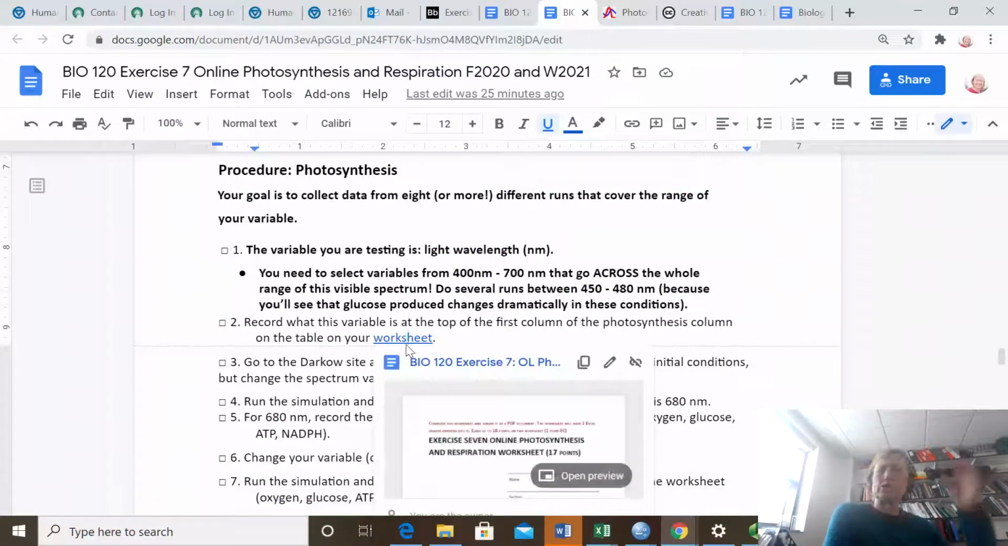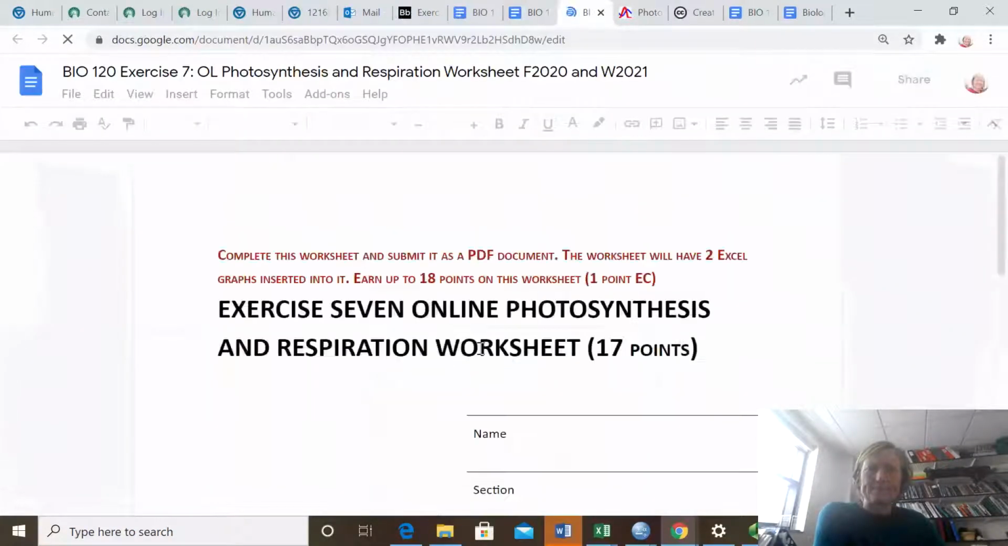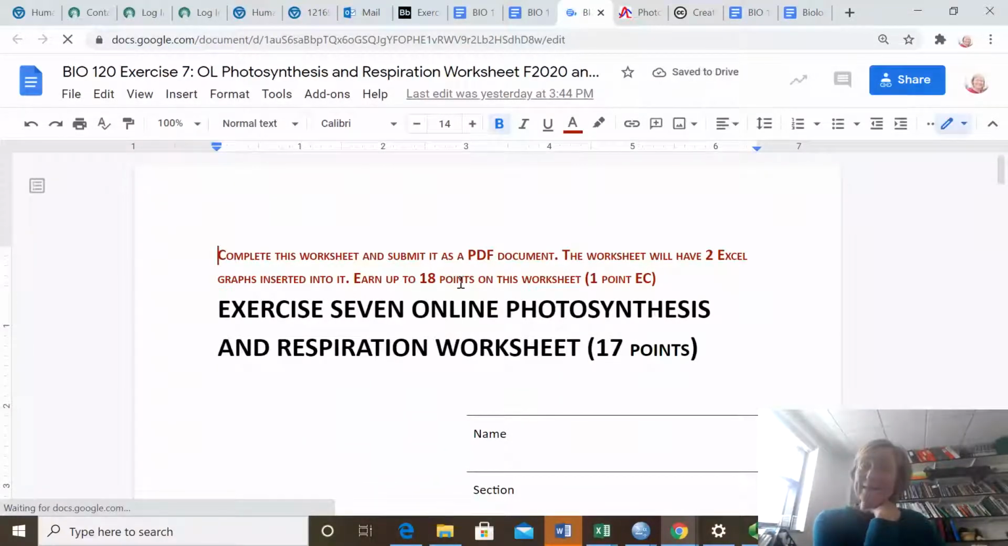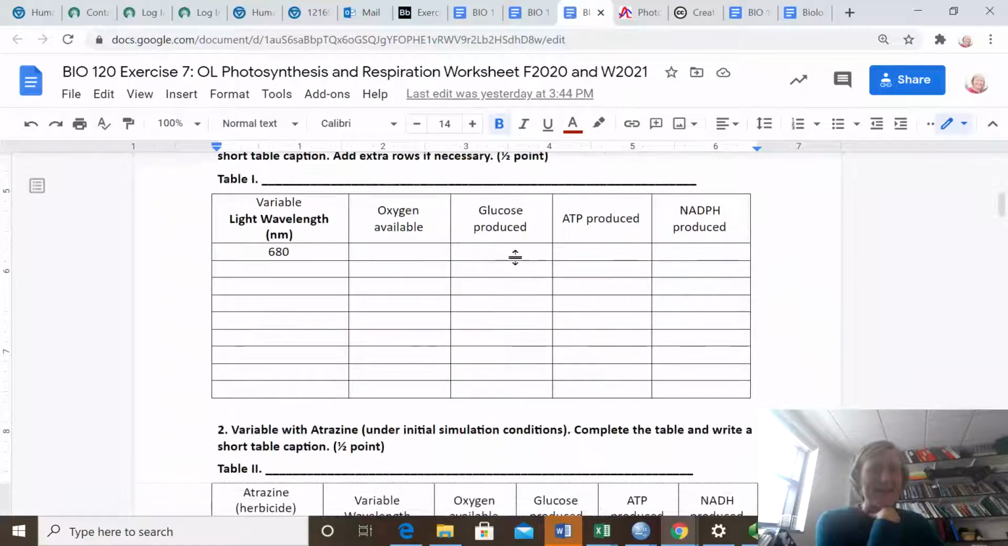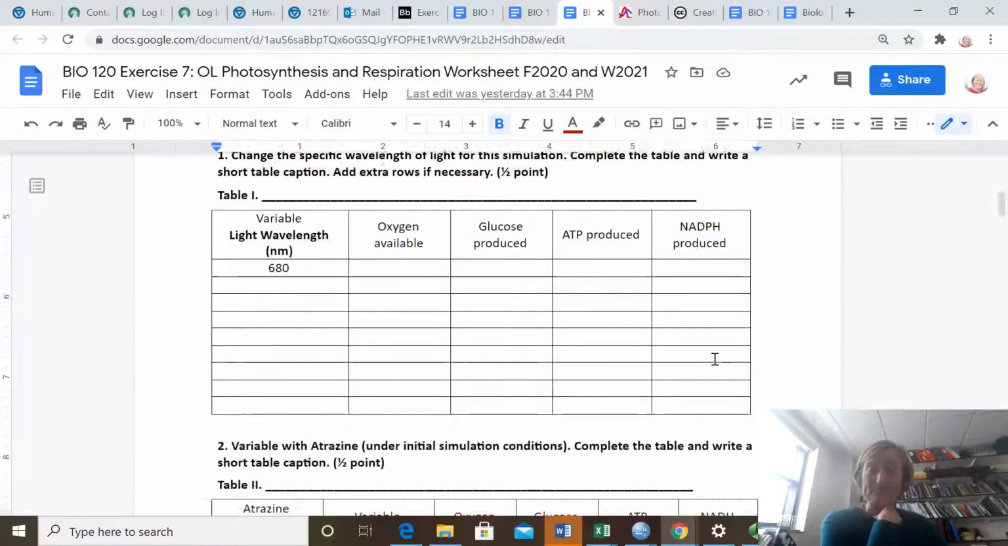So I'm going to click on my worksheet just so I have a feeling for what's happening on that worksheet. Here's my worksheet. It says I can earn up to 18 points on this worksheet, plus an extra credit point. Woohoo, that's good. And here I am under the photosynthesis simulation, and I'm going to change the specific wavelength of light for this simulation. I'm going to vary my wavelength of light and record all of these data points.